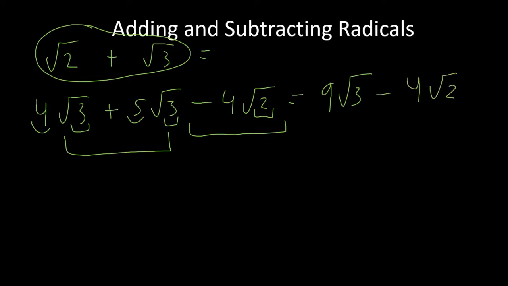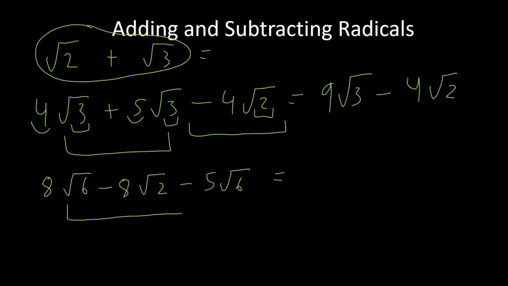So let's do another problem. Let's say we have 8 root 6 minus 8 root 2 minus 5 root 6. For this one, I notice these two bases are the same. So it's going to be 3 root 6 minus 8 root 2. And those are the rules for adding and subtracting radicals: for them to add or subtract, the bases need to be the same.